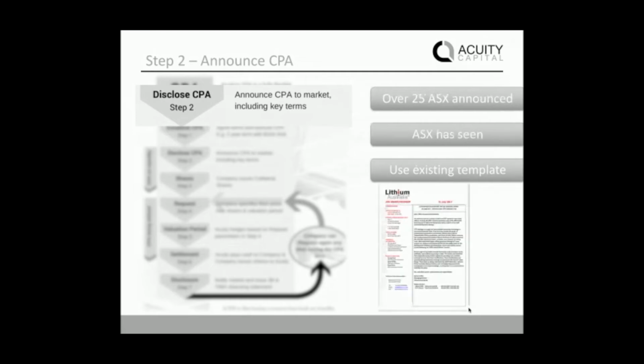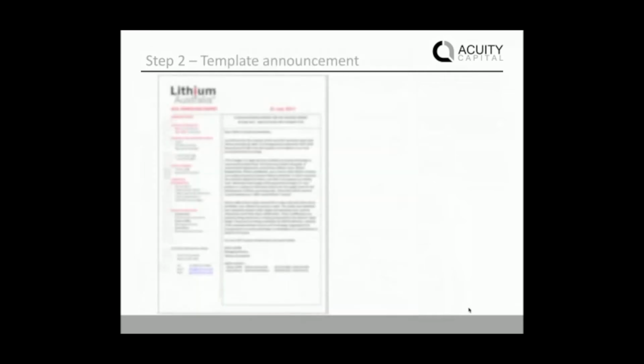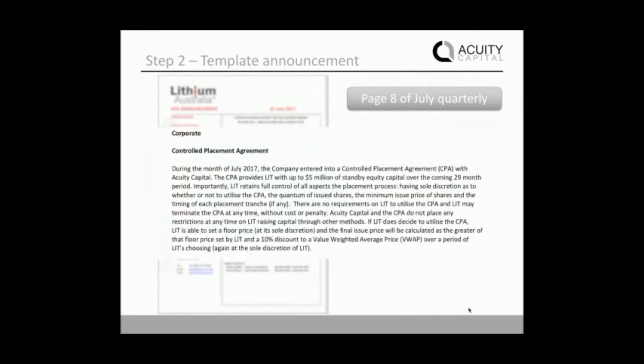If you look at the Lithium example, they included this in their July quarterly last year, so 12 months ago. This is the front page of the quarterly. And then if you go to page 8 of the July quarterly, this is the announcement they included as part of their quarterly update.